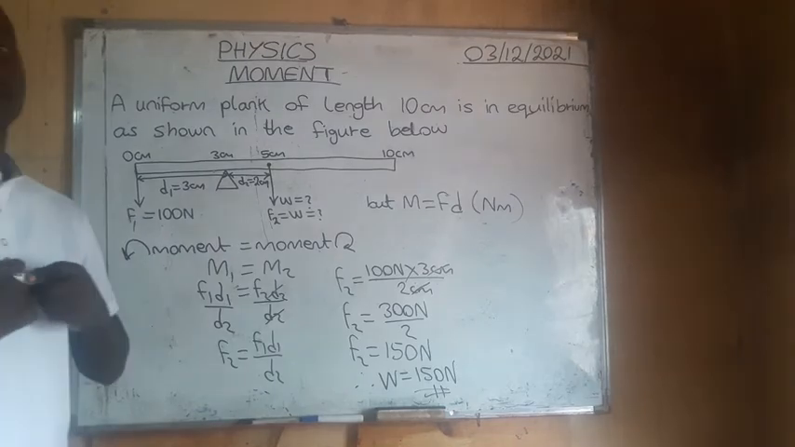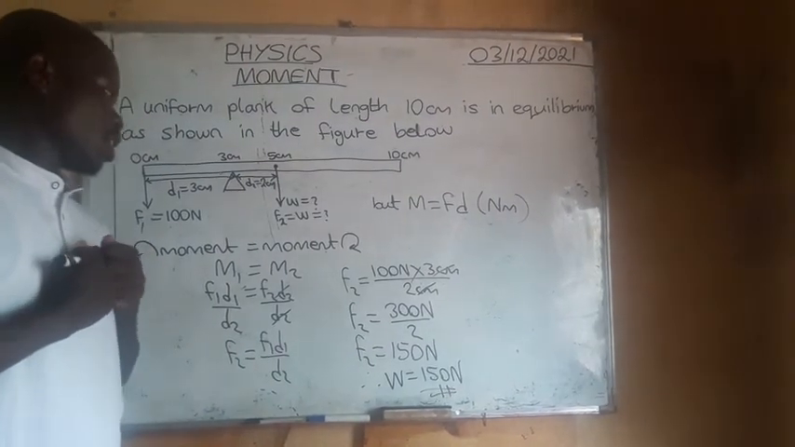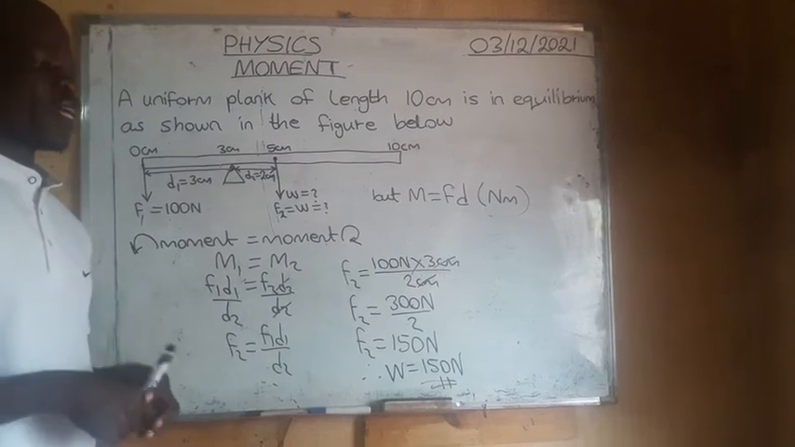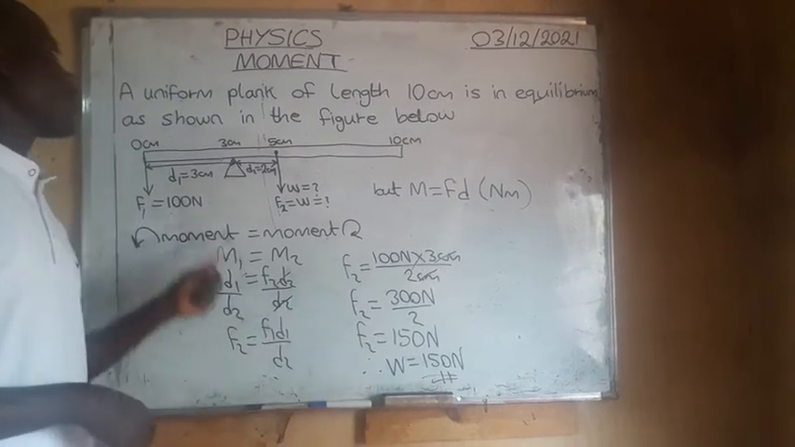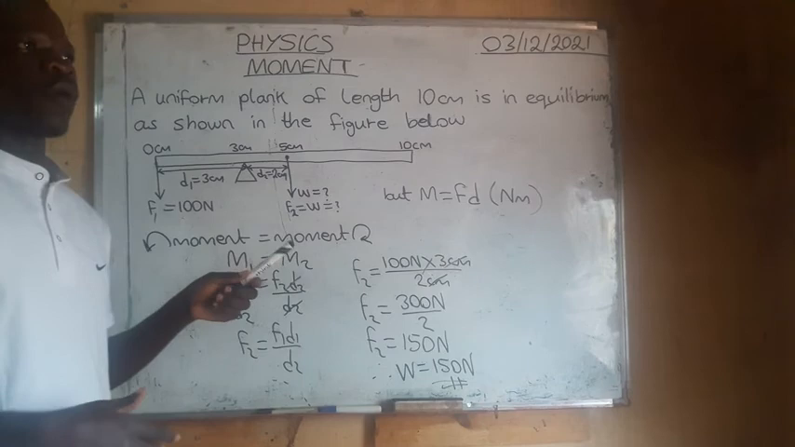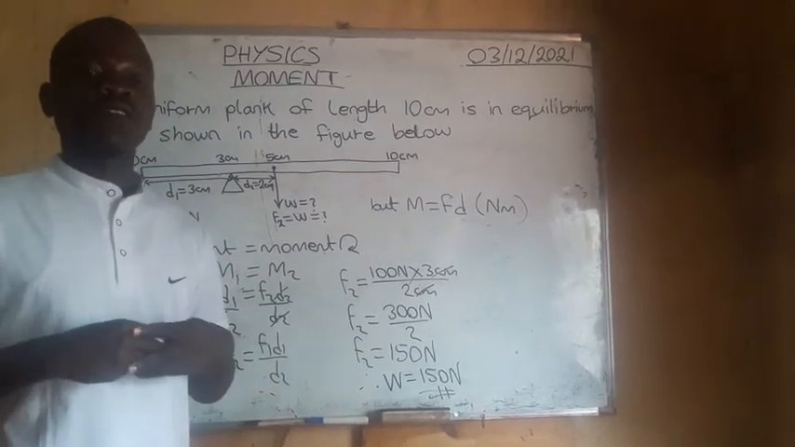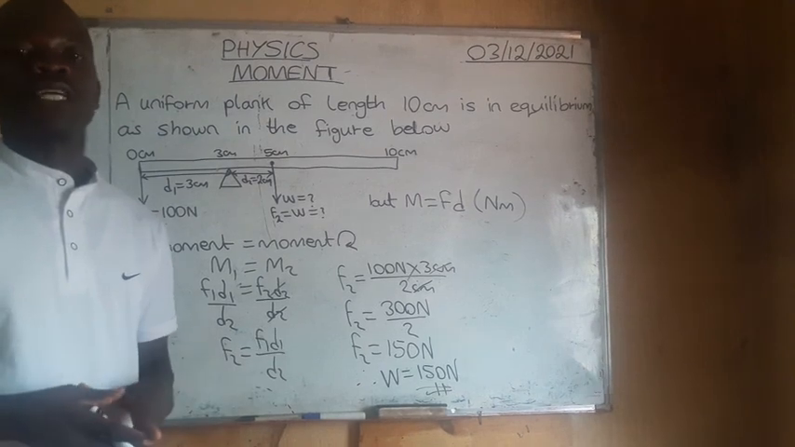If there are questions, you are free to ask. That's how you should find the weight of the plank. The same concept you can apply if they ask you to find the weight of the meter rule. The weight of the meter rule has its center of gravity at 50 centimeters.